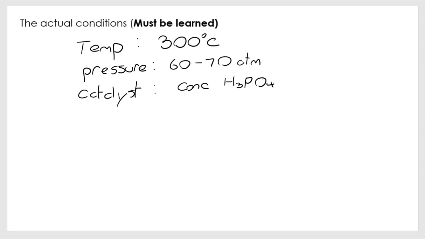So actually the conditions that we take are very much a compromise. Temperature of 300 degrees Celsius, that is a compromise between yield and rate. And the pressure, 60 to 70 atmospheres, is high, but it's not higher because it's a compromise between yield and the cost of generating that pressure, and also the cost of reinforcing the machinery. And finally, you need to know the catalyst is conc phosphoric acid.